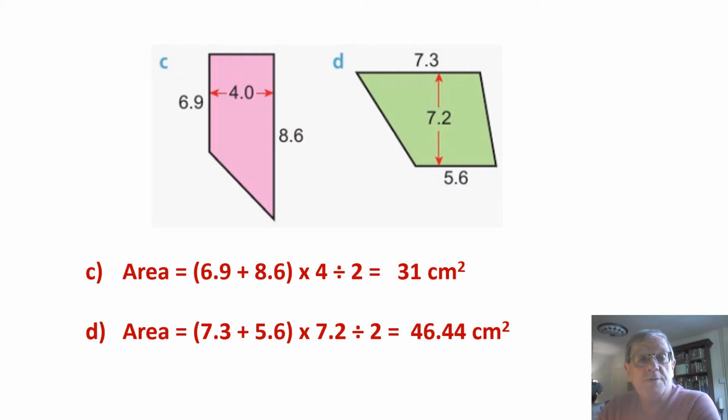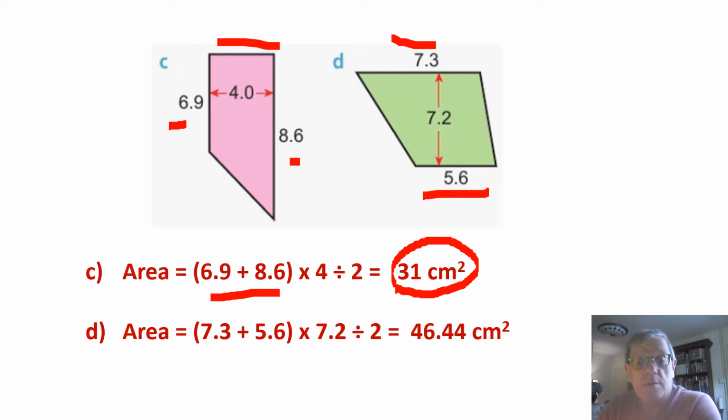Similarly, for the other two, the short add the long times by the distance between them, divided by 2 gives me an answer of 31 square centimeters. And for the other one, the short add the long times by the distance between them, divided by 2 gives me an answer of 46.44. I hope you got them right.